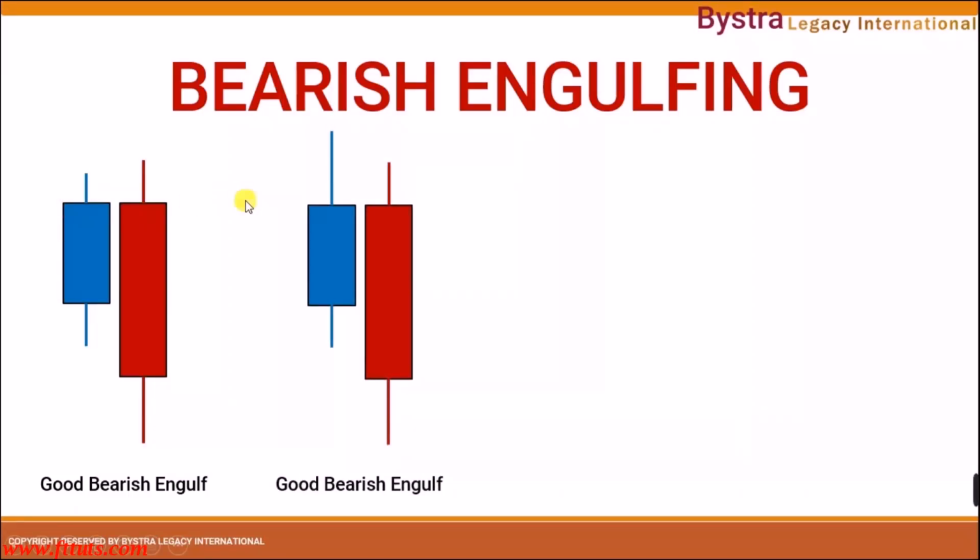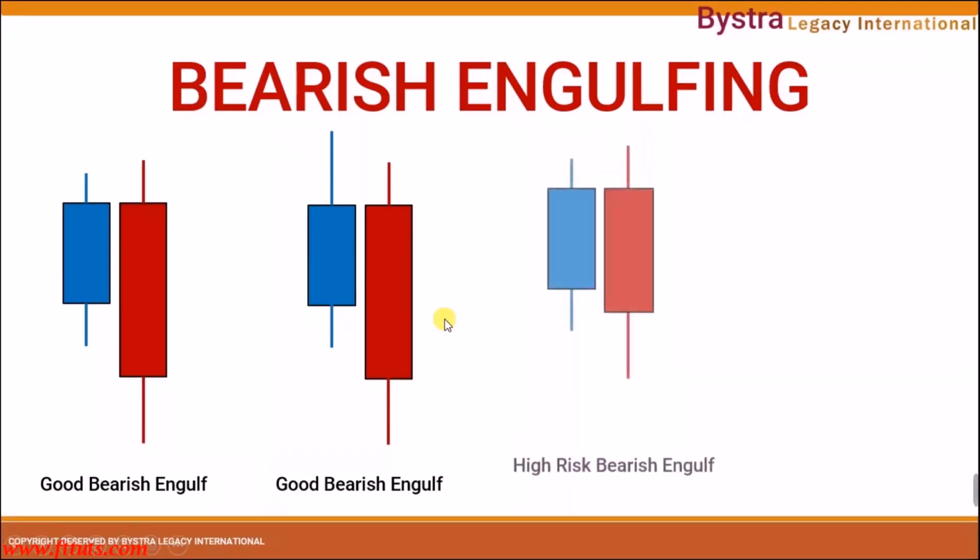And the next type of engulf that we want to look at is this. It doesn't matter that the top wick here is longer than this bearish engulf, because price could be rejected from a strong resistance and continue on a downward trend. We can see the body of this bearish engulf has engulfed the whole bullish candle, including the wick. So this is a very good bearish engulfing.